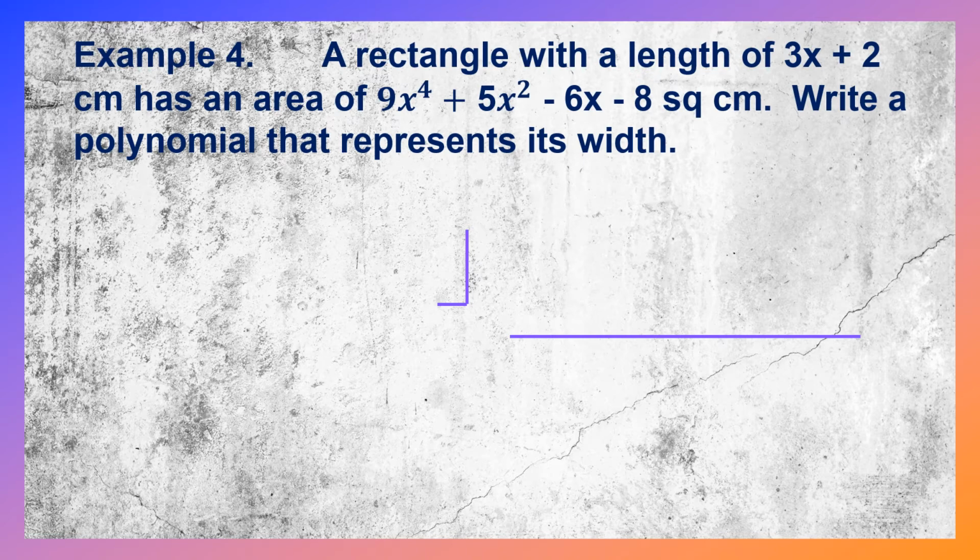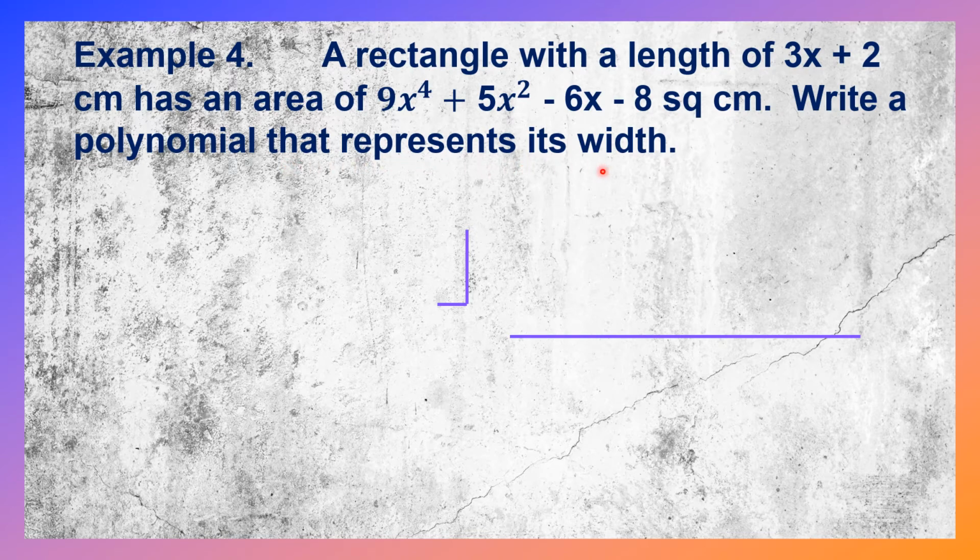Let's have word problems applying synthetic division. Example. A rectangle with a length of 3x plus 2 cm has an area of 9x raised to 4 plus 5x squared minus 6x minus 8 square centimeters. Write a polynomial that represents its width.